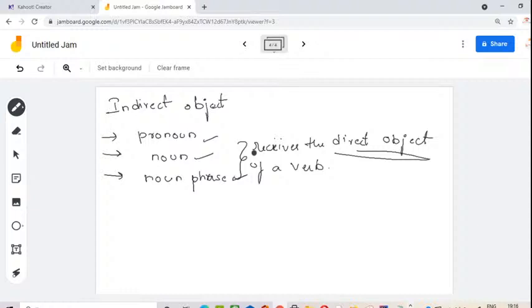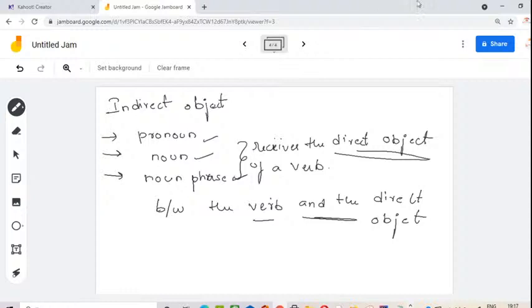But how do you find it? It's so easy. It's always placed between the verb and the direct object. The indirect object is always placed in between the verb and the direct object.